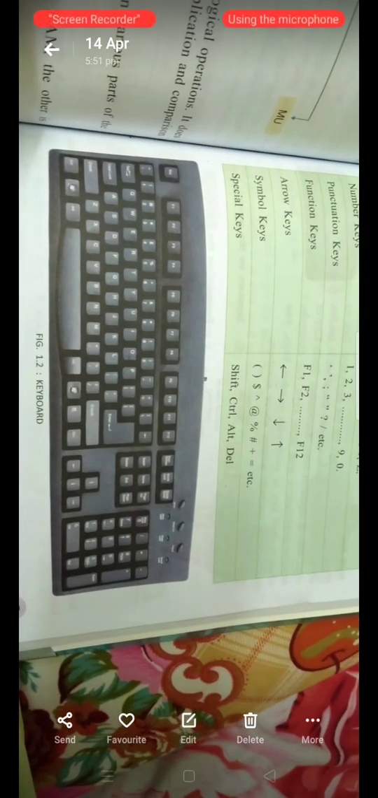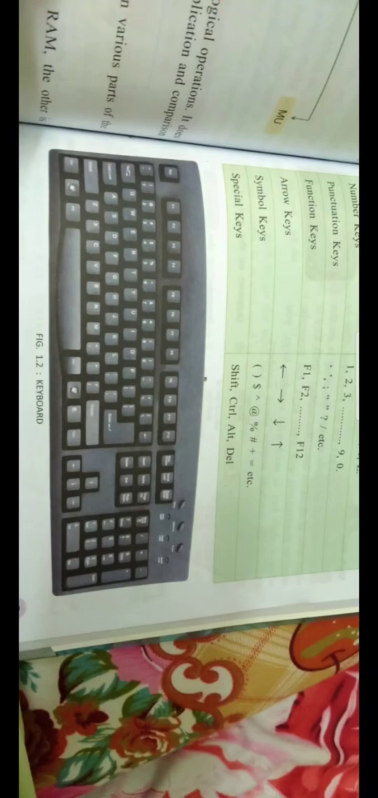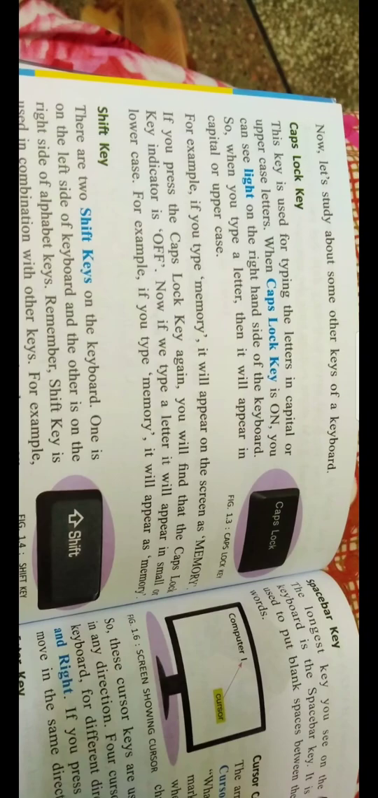Next are symbol keys. Symbol keys are bracket, dollar sign, at sign, percentage, hash. These are the symbol keys. Next are special keys. Special keys are shift key, control key, alt, del, and then we come to the next page, page number 8. First of all, you have to put your finger on your page number 8.